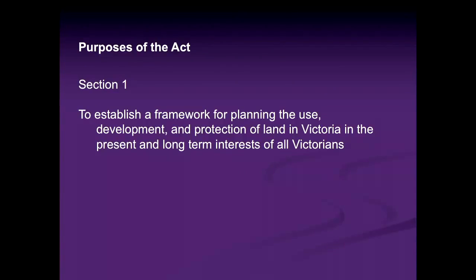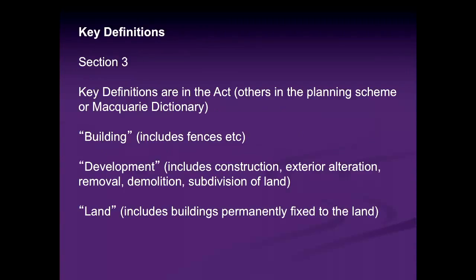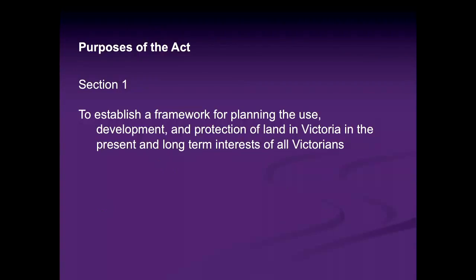So you might want to have a look at section 1 in the Act itself, but I won't flip back and forth between those two. But if you go to section 1, it sets out a framework for planning use, development and protection of land in Victoria in the present and long-term interests of all Victorians. Now, you'll notice one thing here, it says section. And if you look in the Act, the numbers down the side are unique identifiers within this Act of different sections.